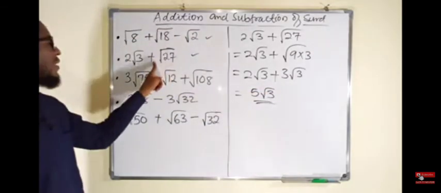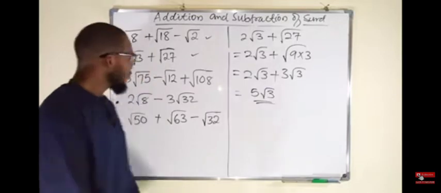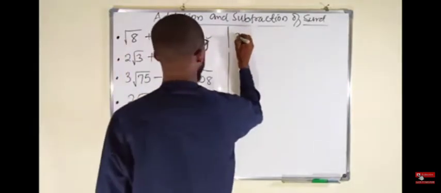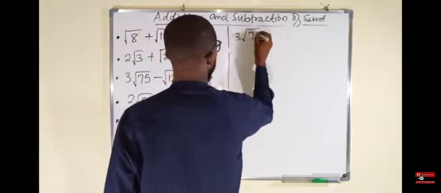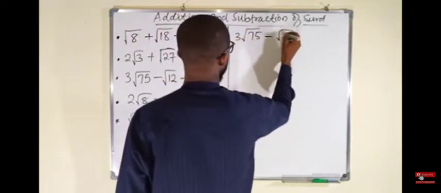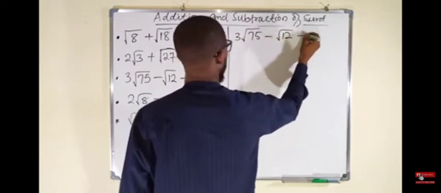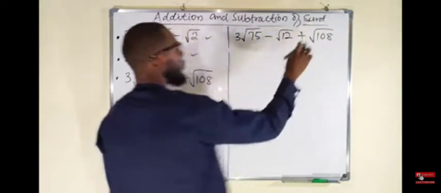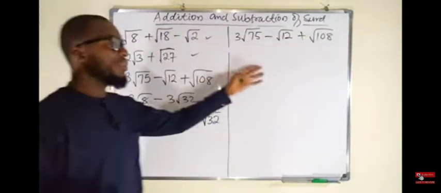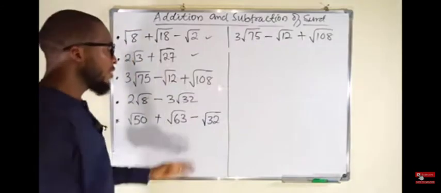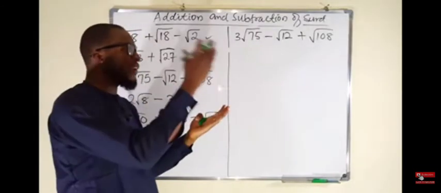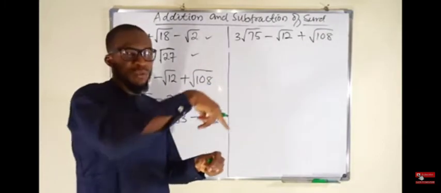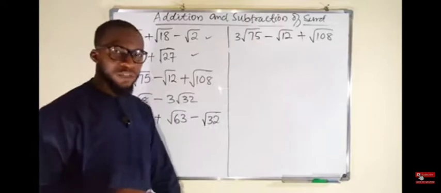So after simplifying this, this is what we have. Let us move on to the third problem. So the third problem, we have 3 root 75 minus root 12 plus root 108. I told you subsequently I will not be finding all the factors of those numbers, but it's left for you to find out all those factors, then take the perfect square among them, then multiply with any of those numbers that can give you the number under the square root.